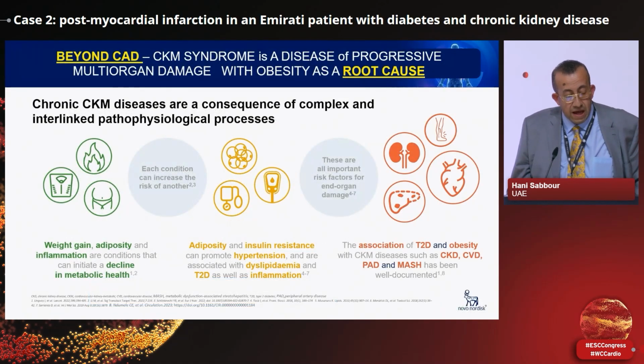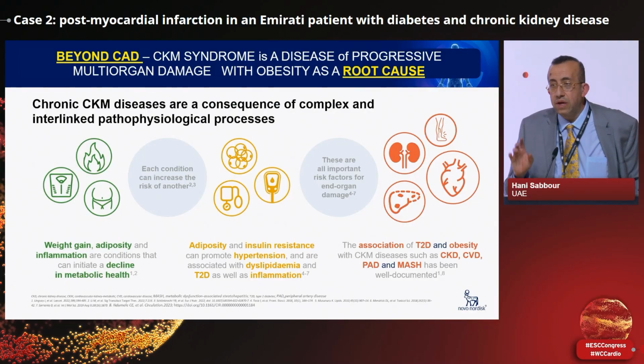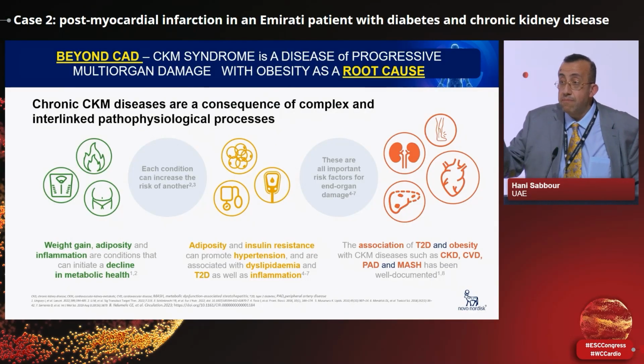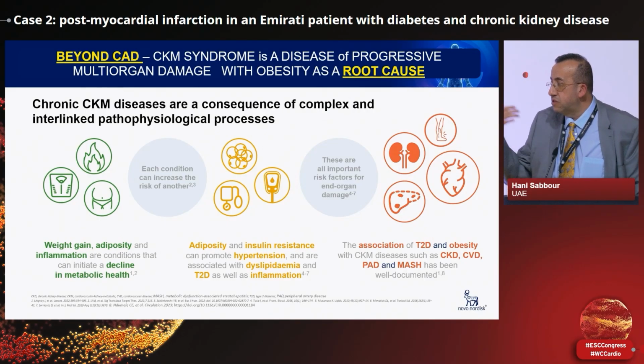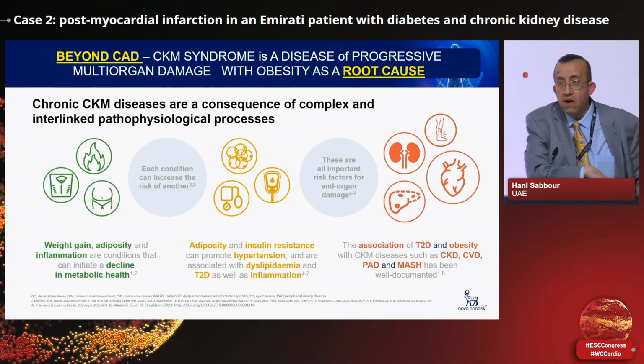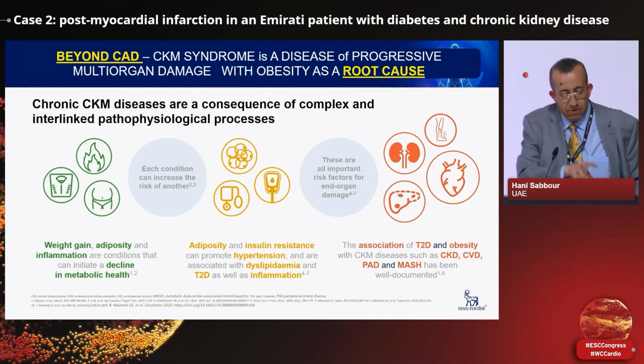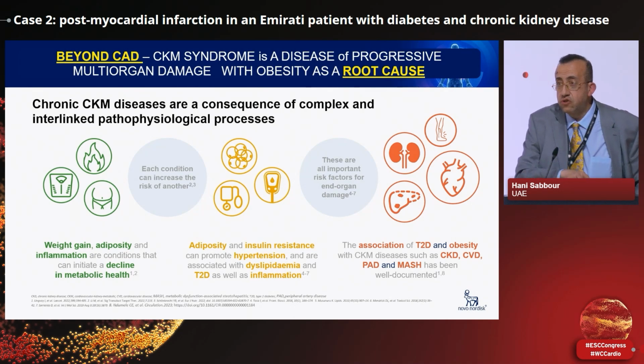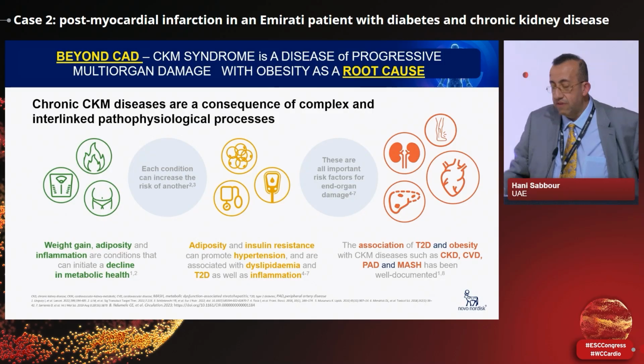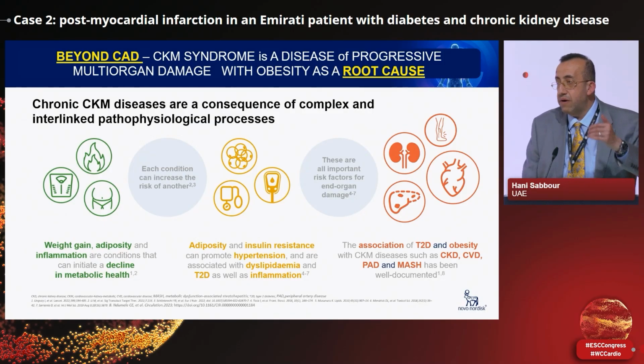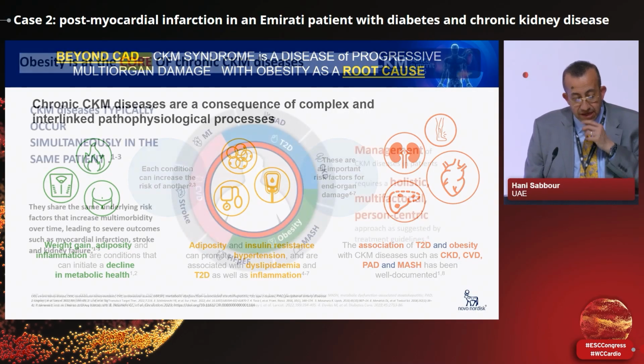I just want to highlight one thing: CKM is now the overall totality of the same patient. I can't, as a cardiologist, ignore the kidney, and the diabetologist can't ignore the heart, and so on. All of these are interlinked because inflammation, adiposity, and insulin resistance lead to diabetes, hypertension, dyslipidemia, and subsequent complications. So the earlier we catch it, the better. Two other diseases are also targeted here: peripheral artery disease and non-alcoholic fatty liver disease, which is called MASH. So all the organs are being affected by the CKM syndrome.